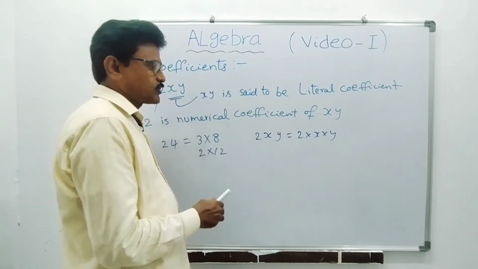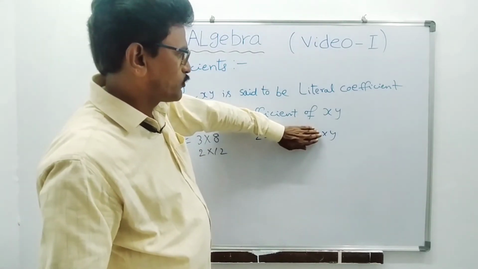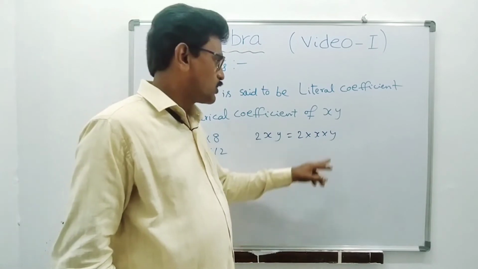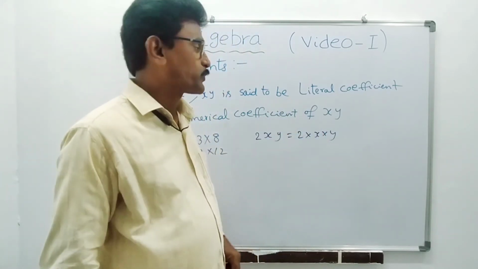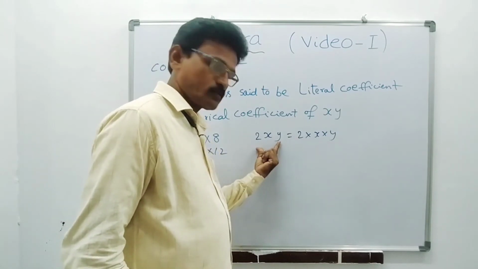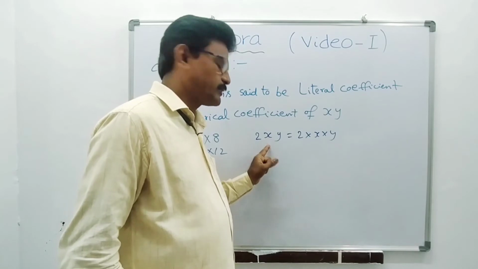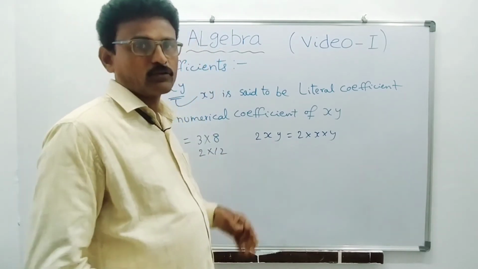Then if they ask, what is the coefficient of 2x? You just close the 2x. What is appearing? Y. Y is the coefficient of 2x. Suppose what is the coefficient of 2y? You close this 2y, appearing only x. So the coefficient of 2y is x. Like that we have to say.